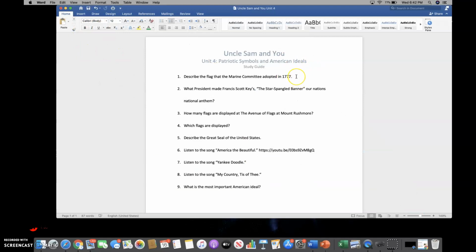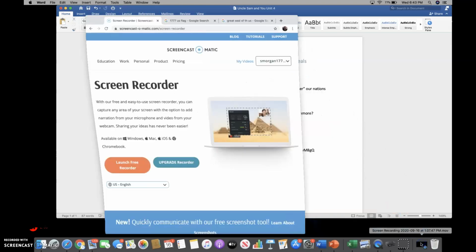First of all, let's talk about this week. We were talking about patriotic symbols and American ideals. So in your textbook, it described the flag that the Marine Committee adopted in 1777. I'm going to highlight 1777 because it is a very important date. You'll see that I put that in there. It's a very important date, and I need you to remember that.